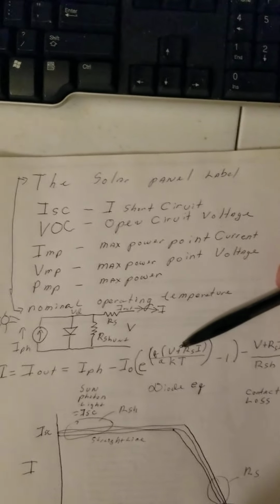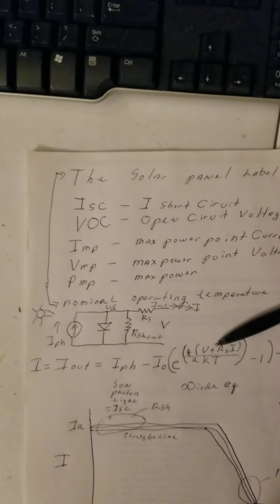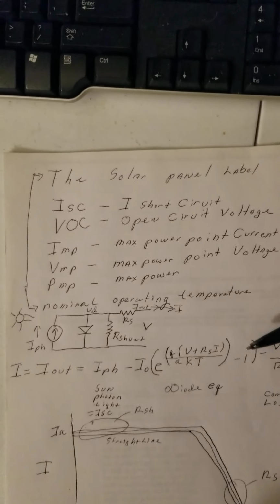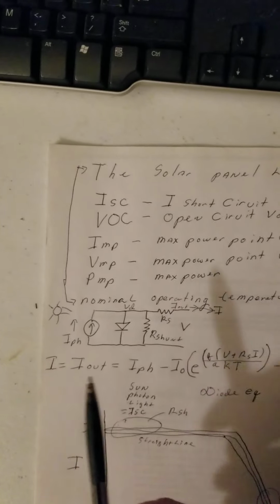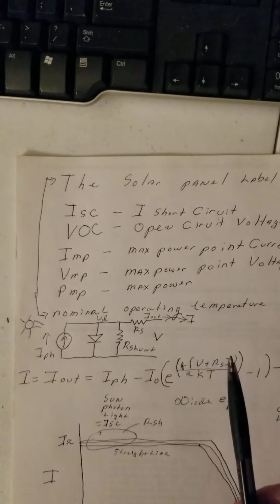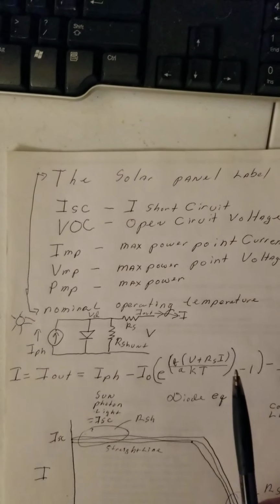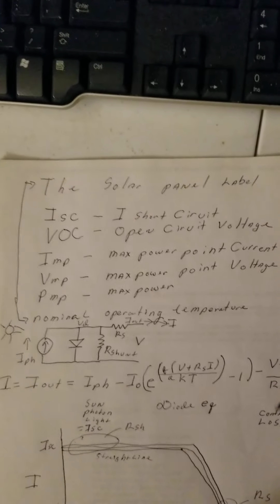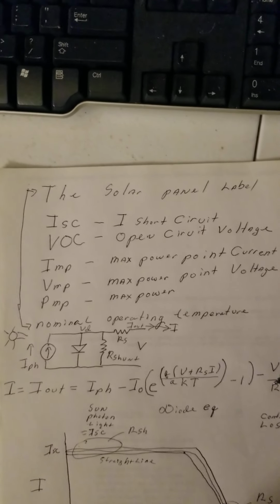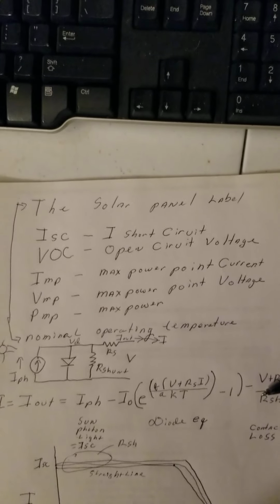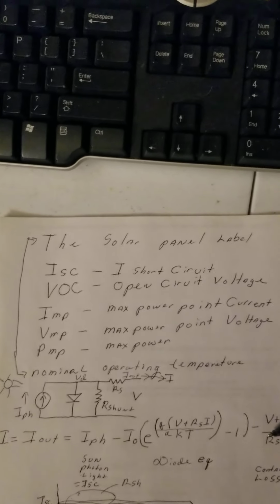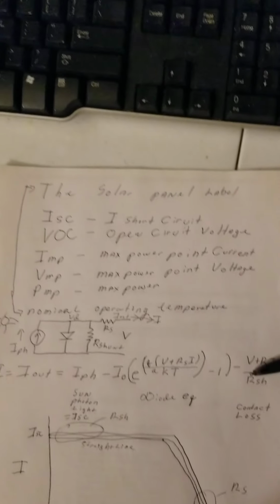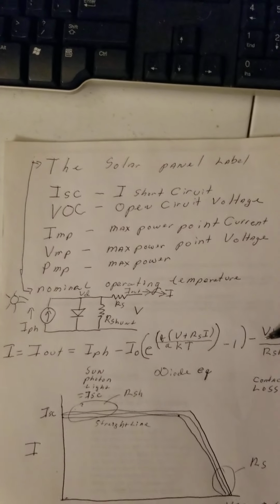Now, there's a fundamental problem with this equation. I, as the output, is dependent on I as the input. What this means is that this equation cannot be solved directly. There's no way to factor it and make it easy to solve or anything else like that.